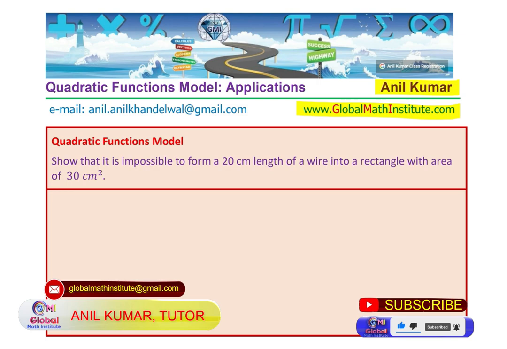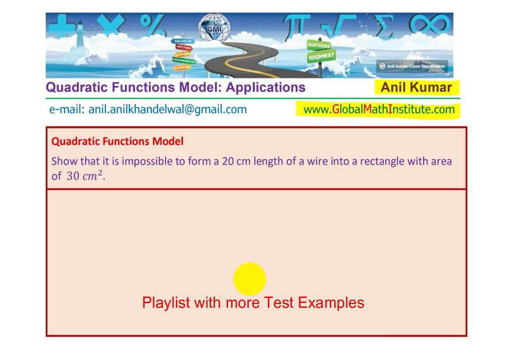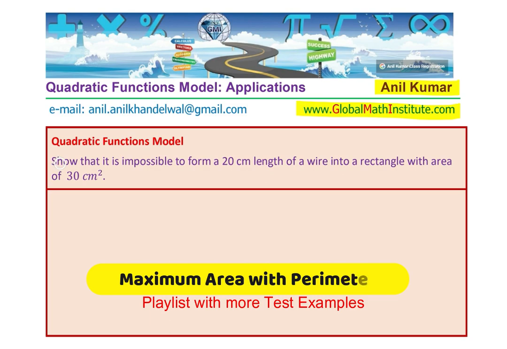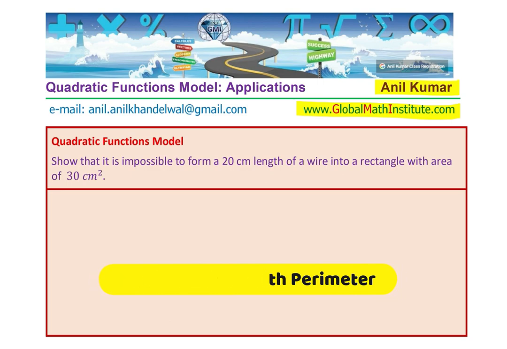In this video, we have a very interesting question based on maximum and minimum quadratic functions application. We need to show that it is impossible to form a 20 centimeter length of wire into a rectangle with area of 30 centimeters square. You can pause the video, answer the question, and then look into my suggestions.